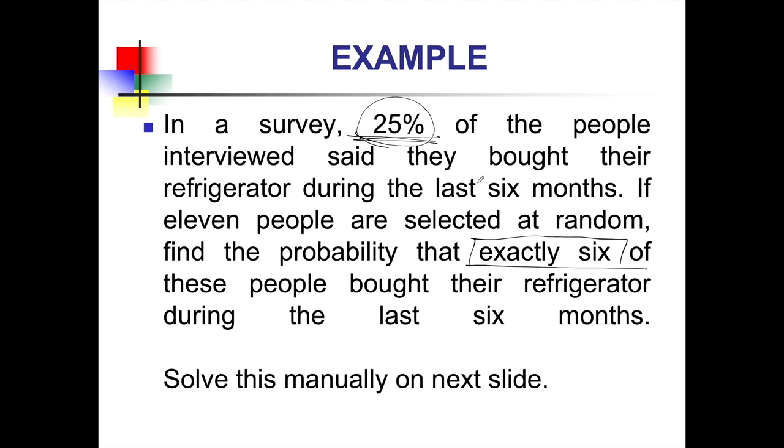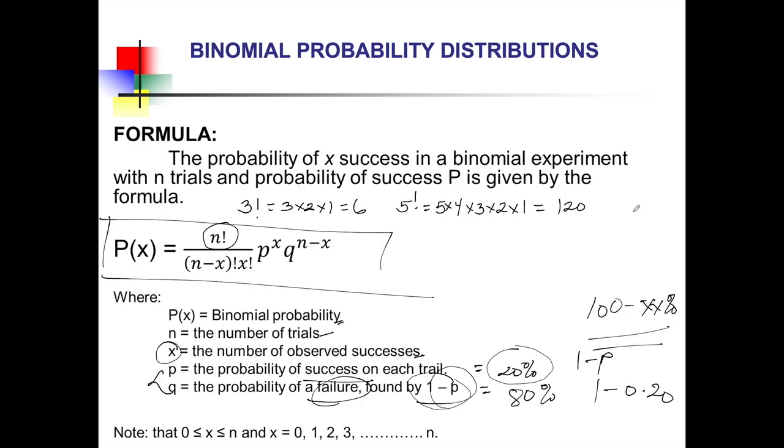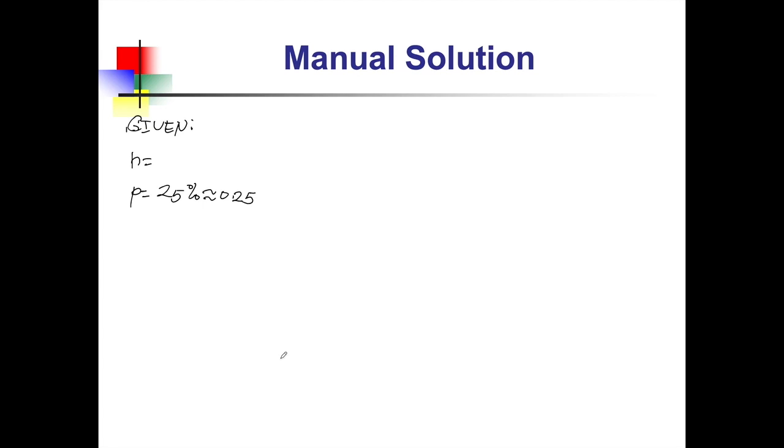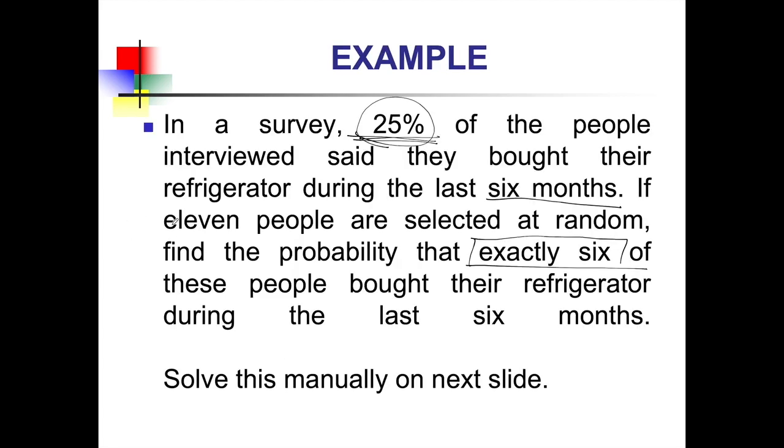They bought their refrigerator during the last 6 months. Now, that 6 months will be our value of X. Why? Because if you can still recall, X is the number of observed successes. In our case, that success is the purchase of the refrigerator. So, that is the value of X. Let's have here X equals 6. I hope you get it.